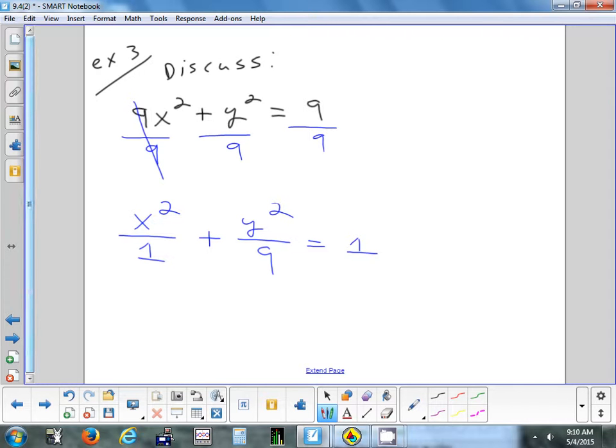Okay, next, what would it be helpful to identify? This will help us to talk about the vertices and the foci and all that stuff. Yep. A, B, and C. Yeah, let's just write down what A, B, and C are.